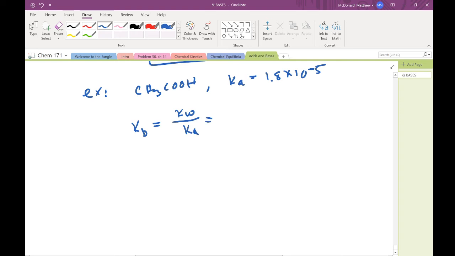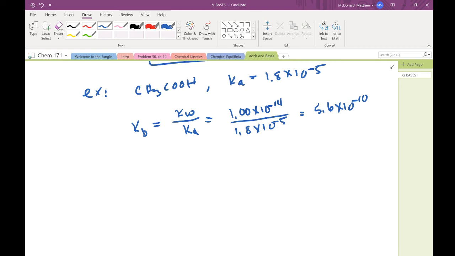So really a useful expression here. And this is just 1.00 times 10 to the minus 14 divided by 1.8 times 10 to the minus 5. And we get 5.6 times 10 to the minus 10. And that's the Kb for the acetate ion. Now we know Kb, and thus we can find the pH of the solution that contains this base.